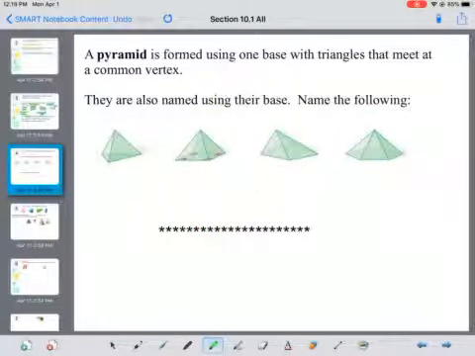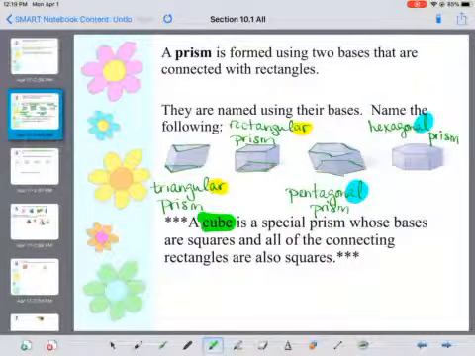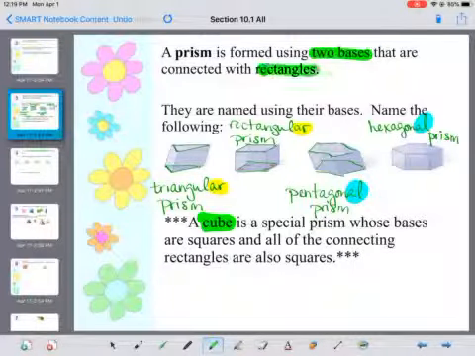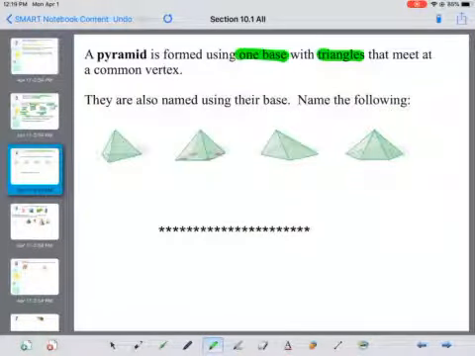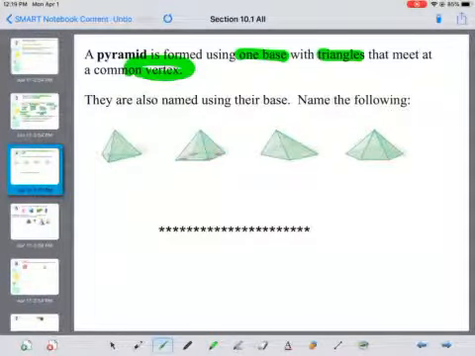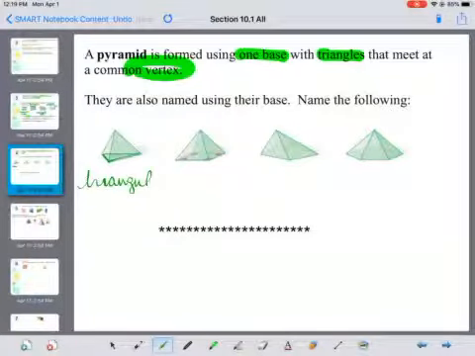All right, now a pyramid is different. A pyramid only has one base and then has triangles. So you'll notice a prism has two bases with rectangles. A pyramid has one base with triangles that meet at a common vertex. Okay? They are also named by their bases. So this one here has a triangle base, so it's a triangular pyramid.